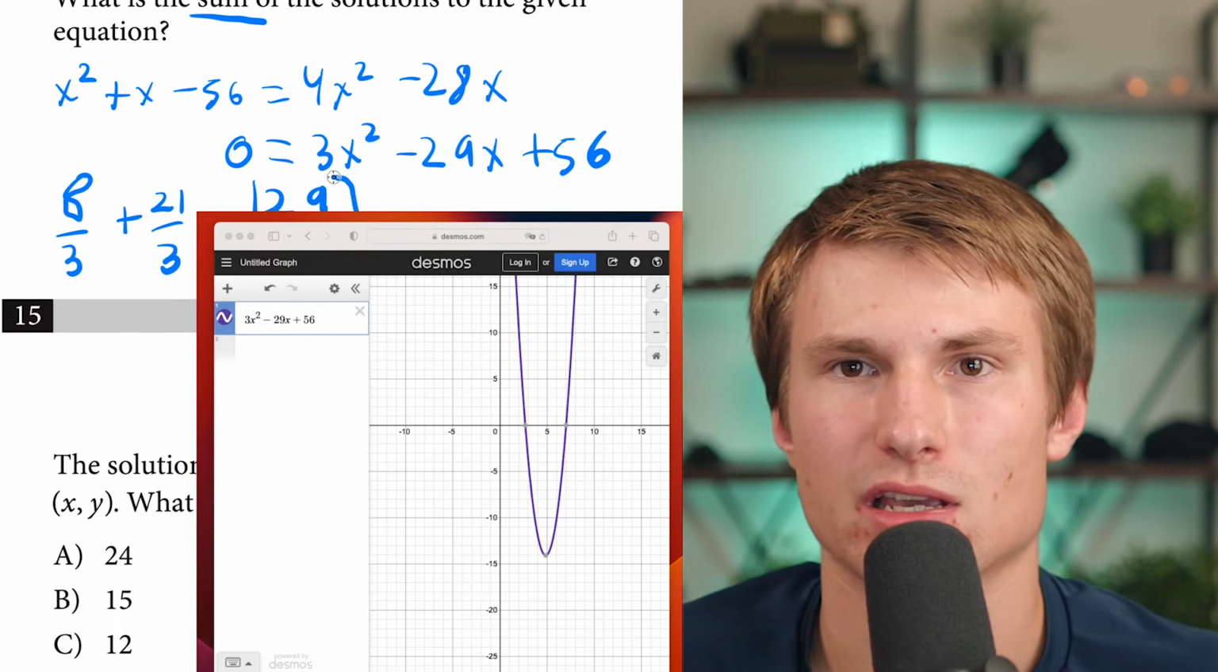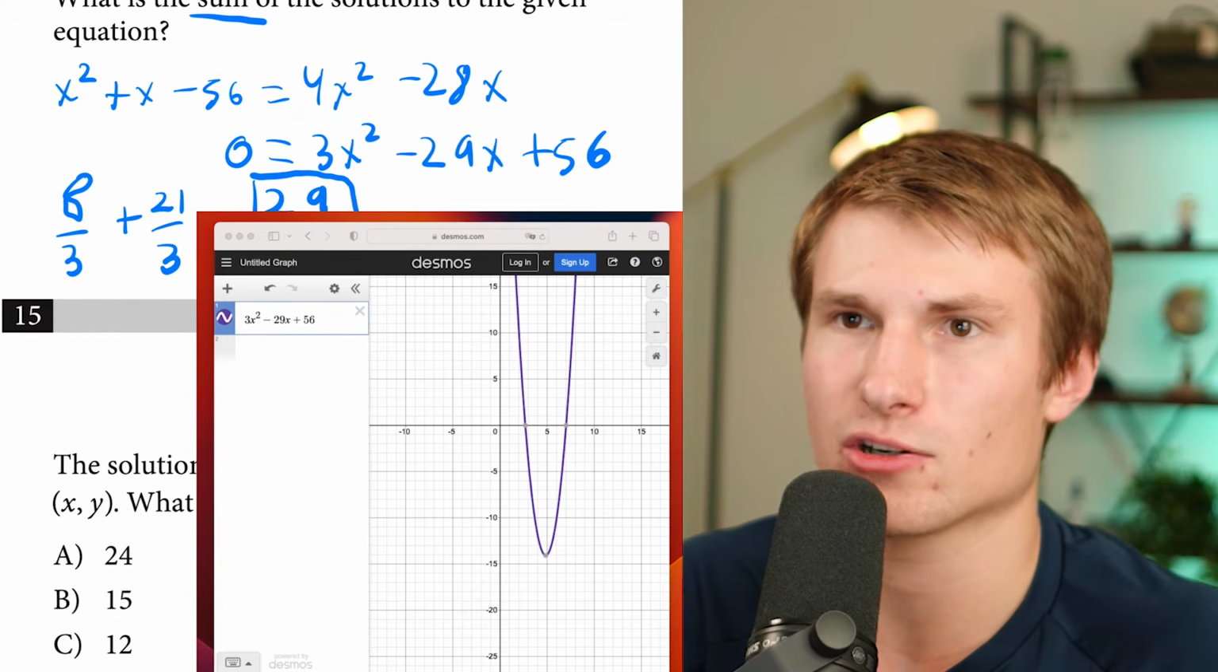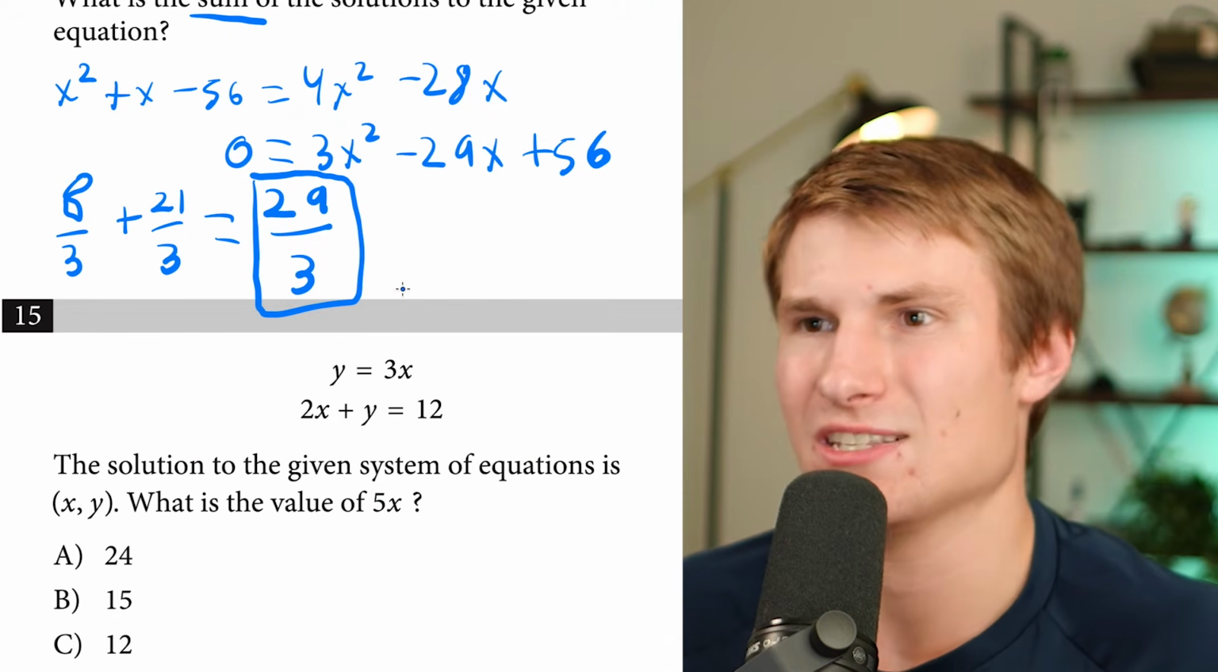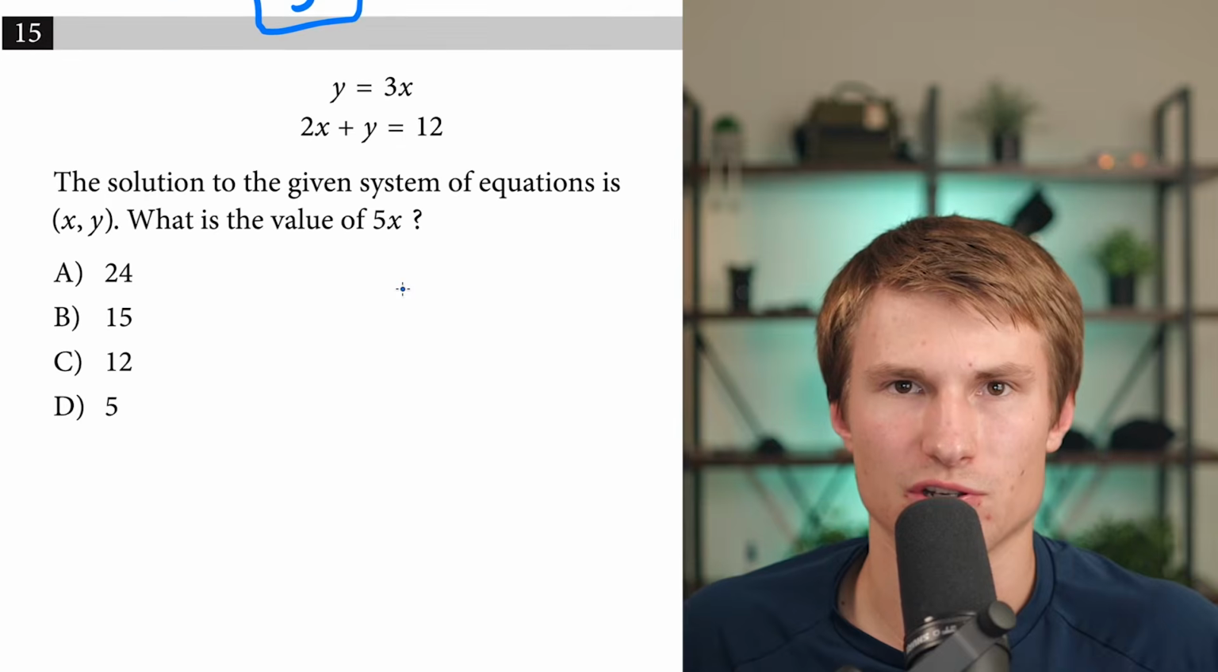Once again, this is a good example of when it's helpful to use Desmos, when you have something that's difficult to factor like this. Go ahead and use Desmos. Make your life easier. So yeah, there's our answer for number 14 and a good situation to use Desmos there.